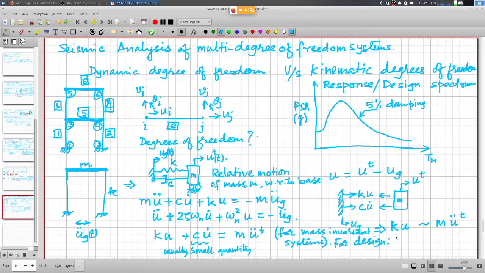Sir, is this experimentally established that C u dot is relatively small? Oh yes. Okay. Just a minute, let me finish this thing.